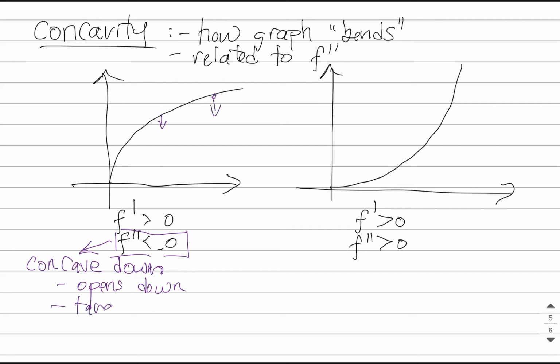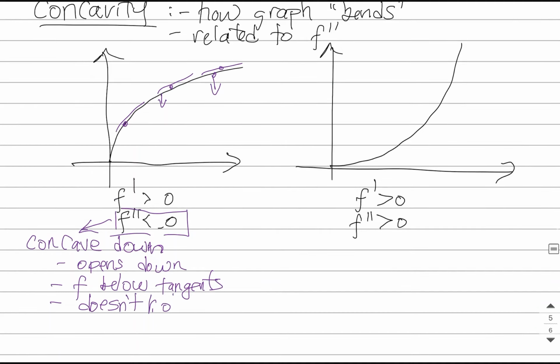The tangent lines are always above, or a better way to say it is that the function is always below its tangent lines. So no matter where you draw a tangent, the tangent lines will be above, and the function is down below the tangents. One way of thinking about it that was told to me when I took calculus was that this doesn't hold water. If you were to put a little drop of water on a concave down function, it would just roll off. It couldn't stay put.